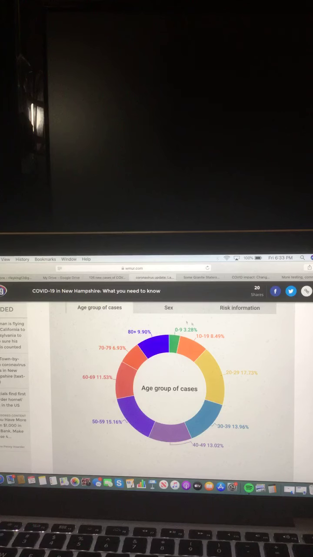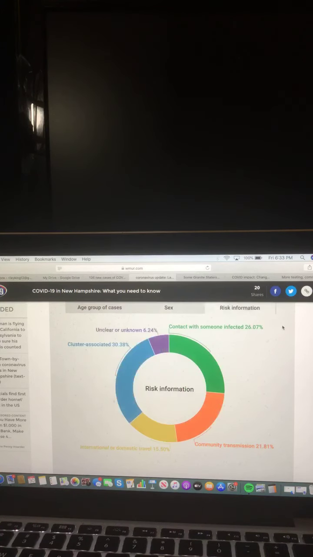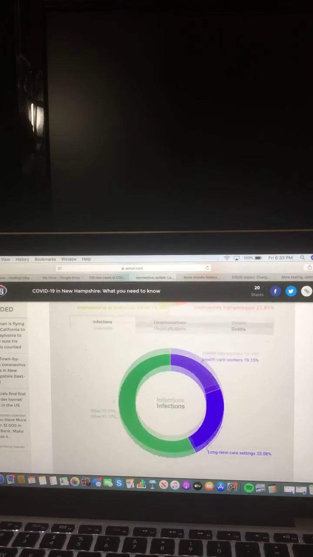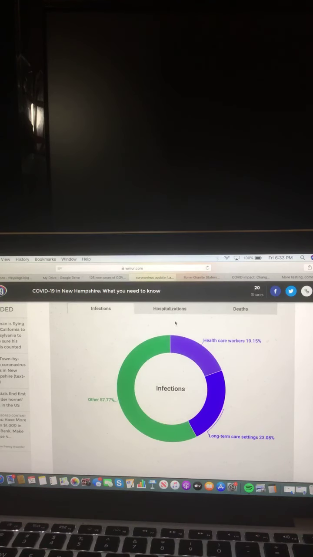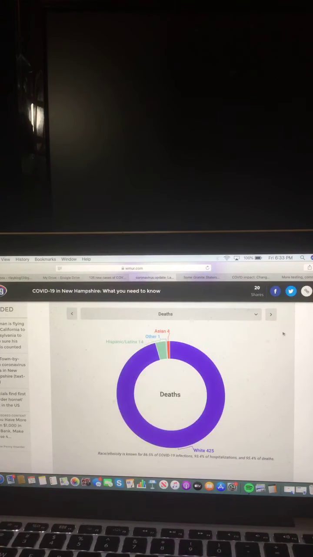Let's take a look at this chart here. Age group of cases, female and male of cases, and risk information. Let's take a look at this chart here. Infections, hospitalizations, and deaths. And let's take a look at this chart here. Deaths, percent of New Hampshire population, race slash ethnicity of cases, and hospitalizations.